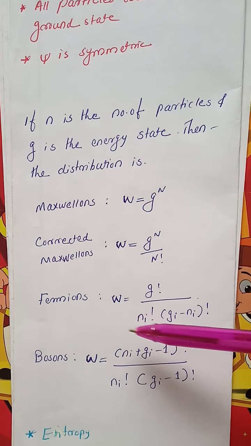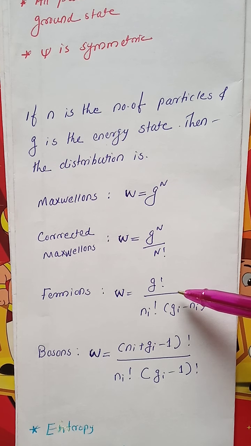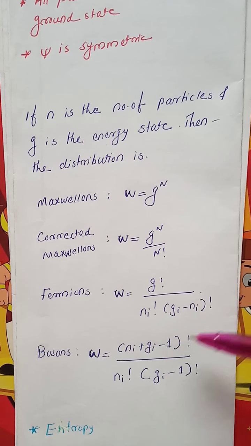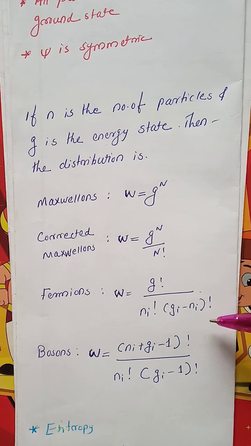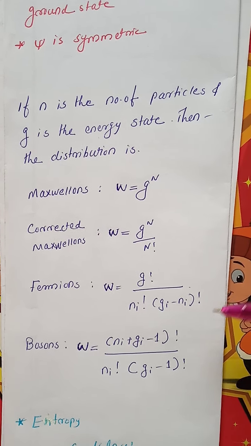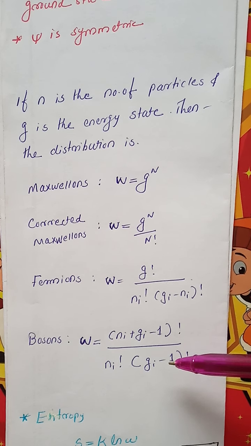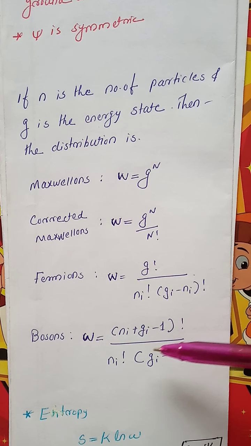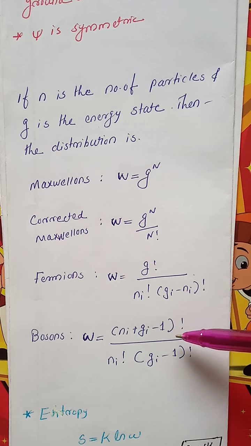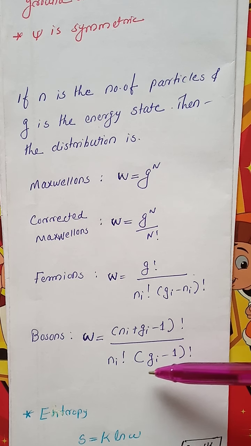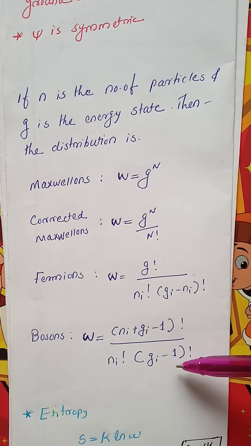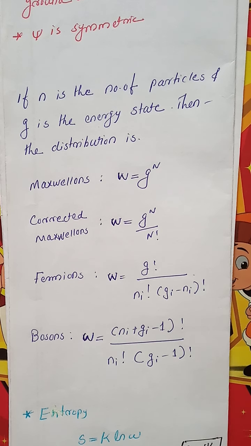And in case of fermions, omega is equal to gi factorial divided by ni factorial into gi minus ni factorial. Moving on to bosons, here omega is equal to ni plus gi minus 1 factorial divided by ni factorial into gi minus 1 factorial. These are the equations.